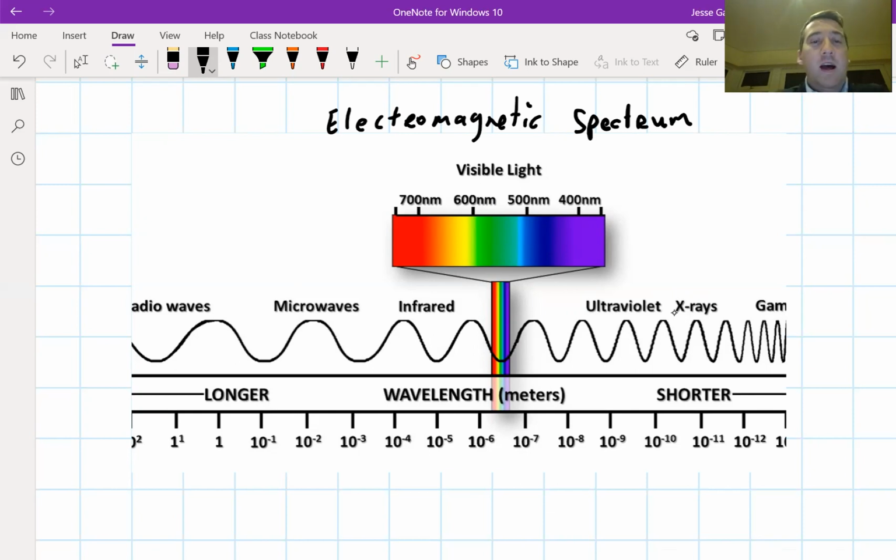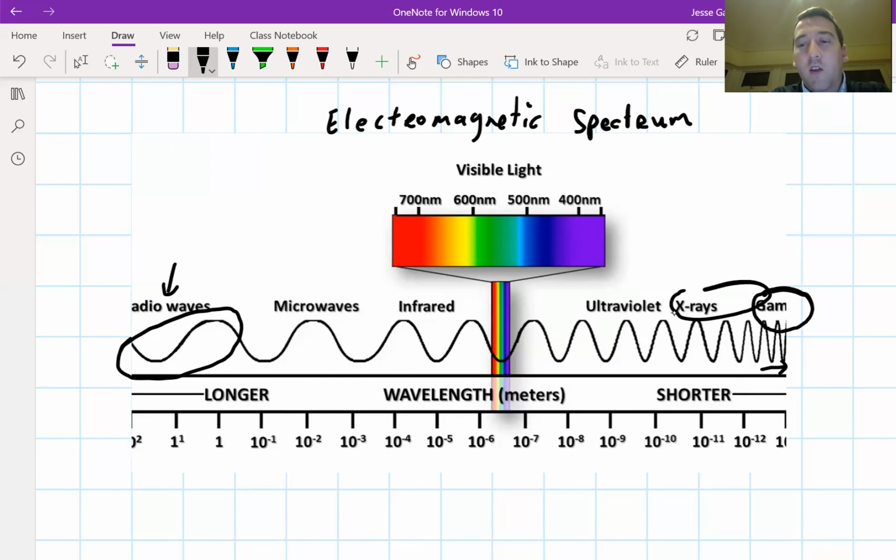Down here we see the really long waves. These have a very long wavelength. These are called radio waves. And you see up here the really short waves. These are gamma rays and X-rays. These are really short, so as you can see, the wave isn't as long anymore.